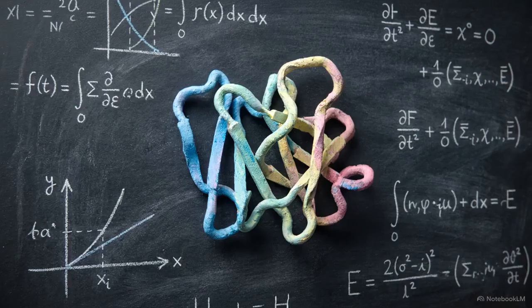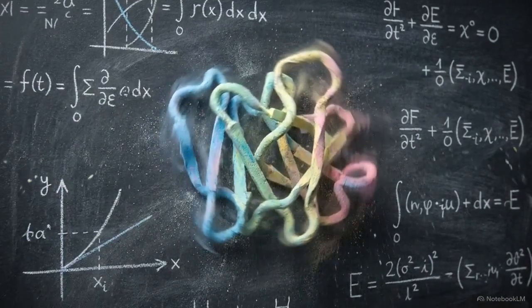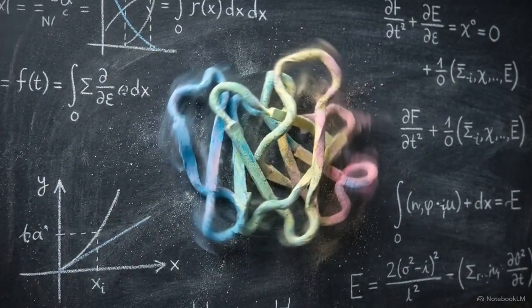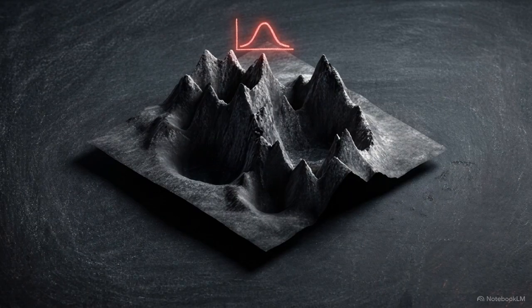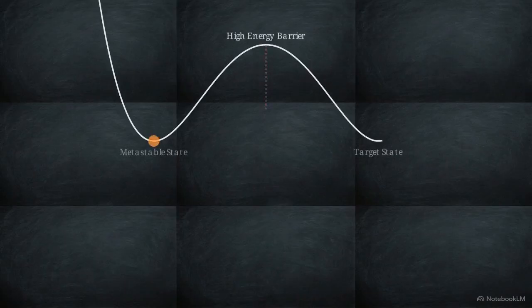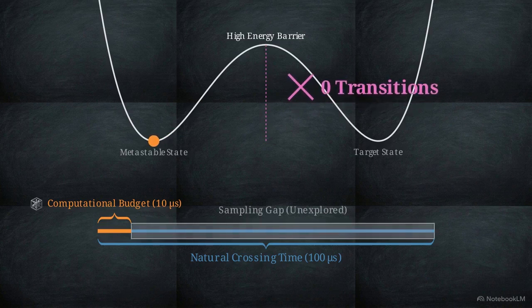A persistent misconception is that extending the duration of a single trapped simulation will eventually force it to reach equilibrium. The mathematics of rare events dictate otherwise. If the natural barrier crossing time is 100 microseconds, spending a computational budget to run a 10 microsecond trajectory yields exactly 0 transitions. Overcoming this limitation requires abandoning the single trajectory paradigm.